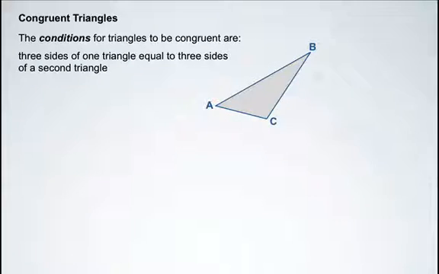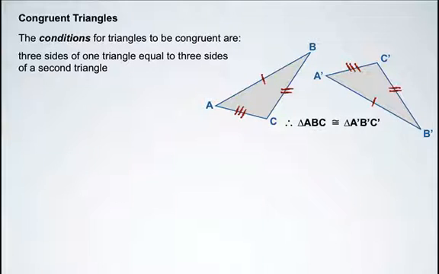We have an illustration here with two triangles, ABC and A'B'C'. If we take a look at side AB, it would have to be equal in length to side A'B'. Similarly, with side BC, it would have to be equal in length to B'C'. And finally, the third side, AC, would have to be equal in length to A'C'.